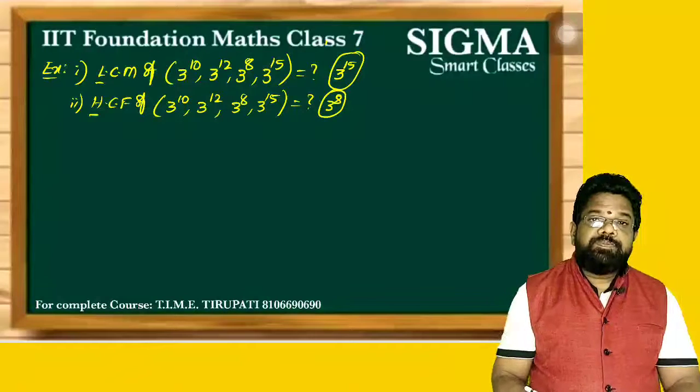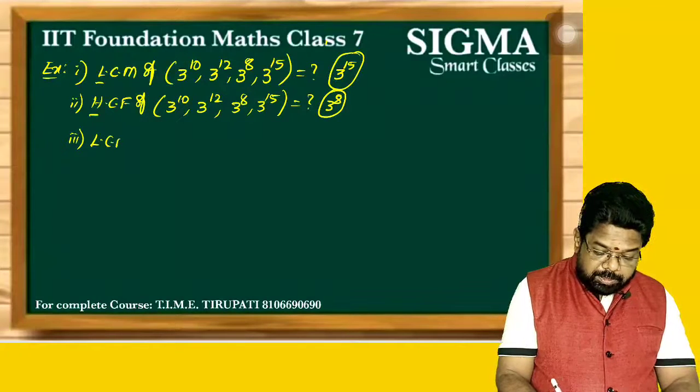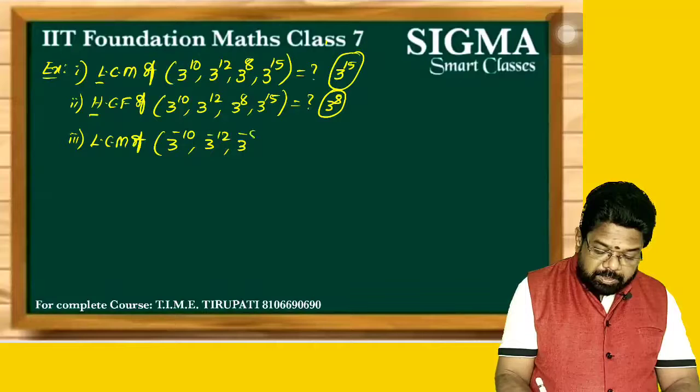Suppose the powers are negative. See here, the LCM of 3 power minus 10, 3 power minus 12, 3 power minus 8, 3 power minus 15.